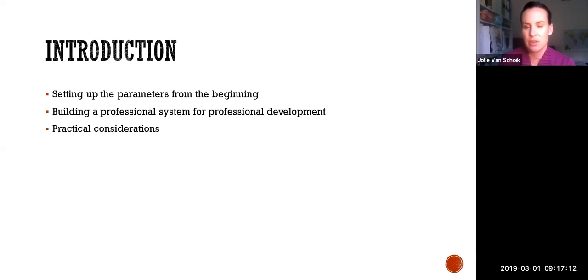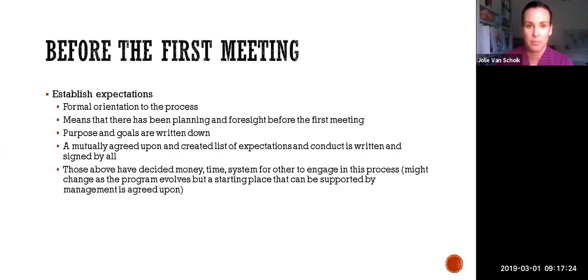And some practical considerations, things that you might need to think about or do before you first meet, then during the process, and then evaluating, the things that you need to think about when you're engaging in professional development with other people.